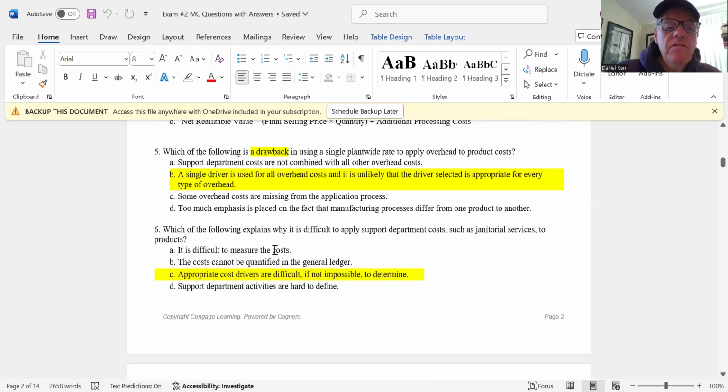Number 6, which of the following explains why it is difficult to apply support department costs such as janitorial costs to products? Well, you can do this by process of elimination. It's not so much that it's difficult to measure cost. It's not so much that cost cannot be quantified in the general ledger, or that support department costs are hard to define. So by elimination, the best answer is C. If you look at C on its own, appropriate cost drivers are difficult, if not impossible, to determine. So the best answer there is C.